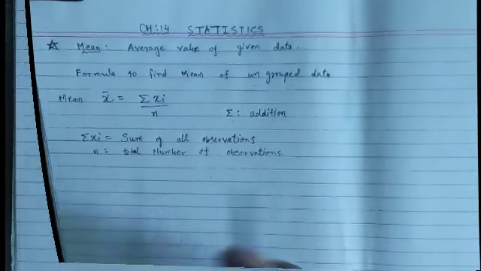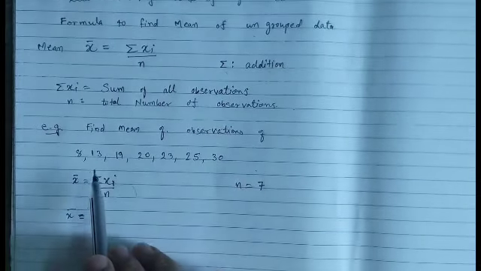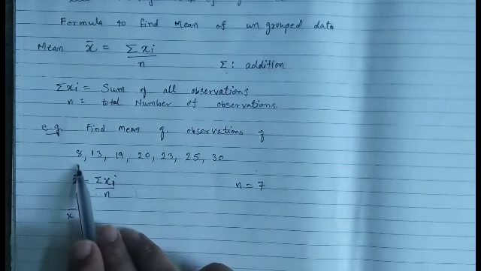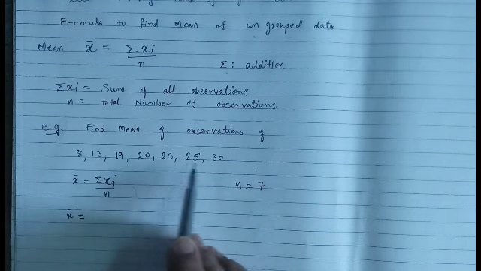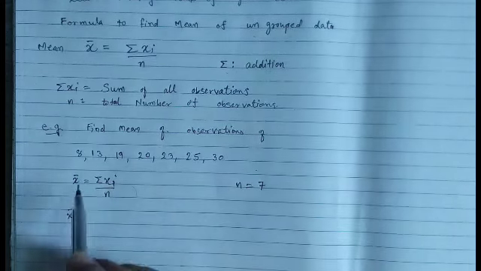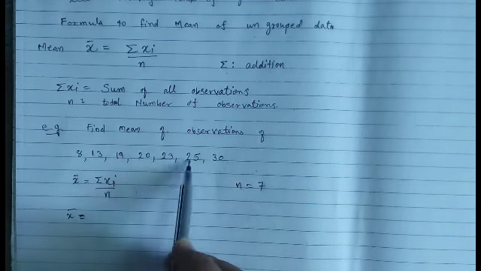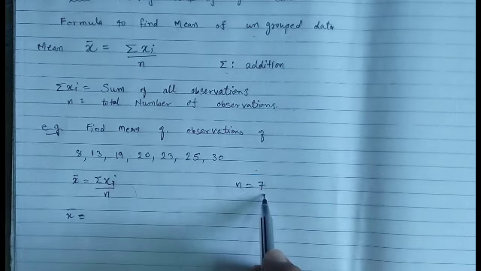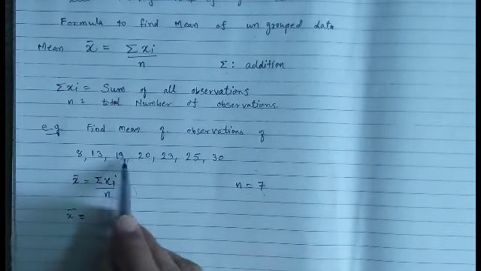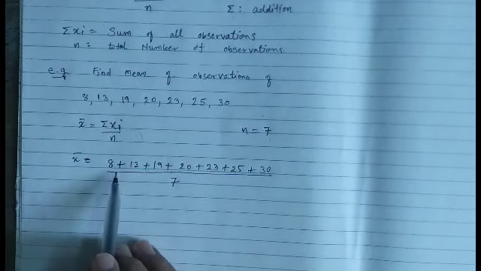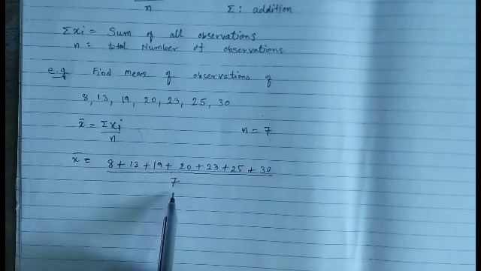Let's check an example. Suppose we are given here some observations. We have to find the mean of these given observations. The observations are 8, 13, 19, 20, 23, 25 and 30. We know that the formula to get the mean of this data is x bar equal to sigma xi upon n. Here n is the number of observations and it is 1, 2, 3, 4, 5, 6 and 7. So here there are 7 observations. So n equal to 7. Now according to this formula, sigma xi means sum of all these observations. Therefore, X bar will be sum of all these observations divided by 7.